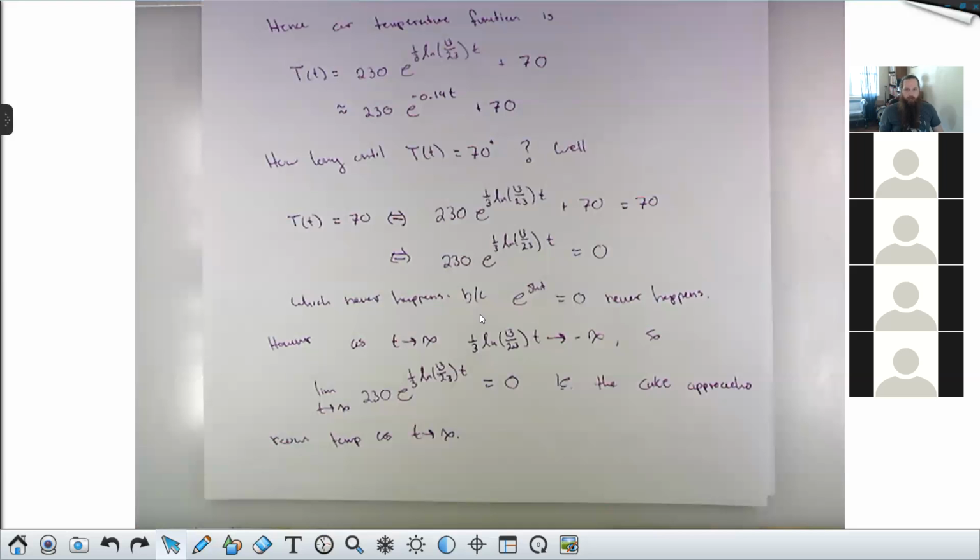So if I wanted to know how long it is going to take my coffee to go from 190 degrees down to 120 degrees in a 70-degree room, it'll be really good at that.